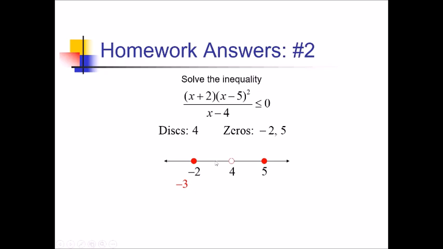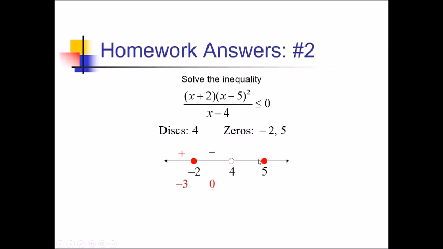So using negative 3, negative 3 plus 2 is negative. Negative 3 minus 4 is negative. 2 negatives gives me a positive. Next up, between negative 2 and 4, I can use 0. 0 plus 2 is positive. 0 minus 4 is negative. 1 negative gives me a negative.